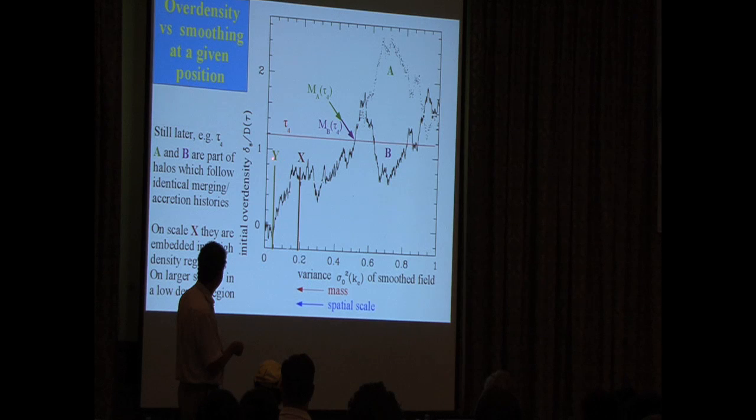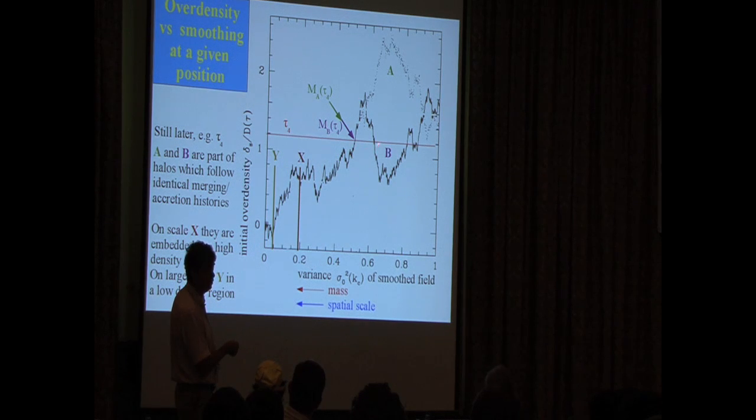On this larger scale, see, this is further to the left, so this corresponds to a larger region. It's actually below 0. So the two halos are part of an underdense region. This also shows you how you can use the same formalism to talk about the environments on larger scale of the objects. So this is how you can talk about their clustering.